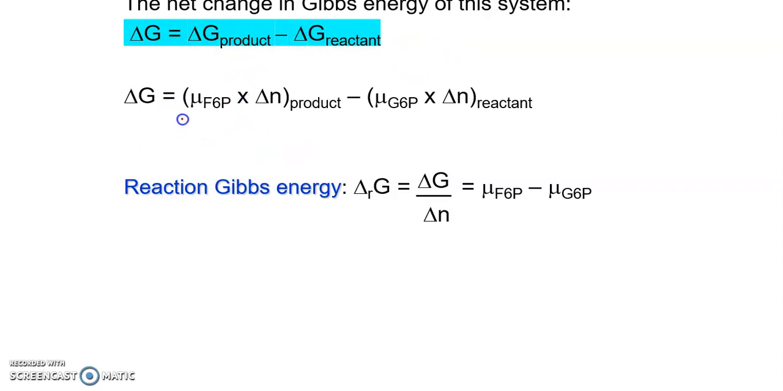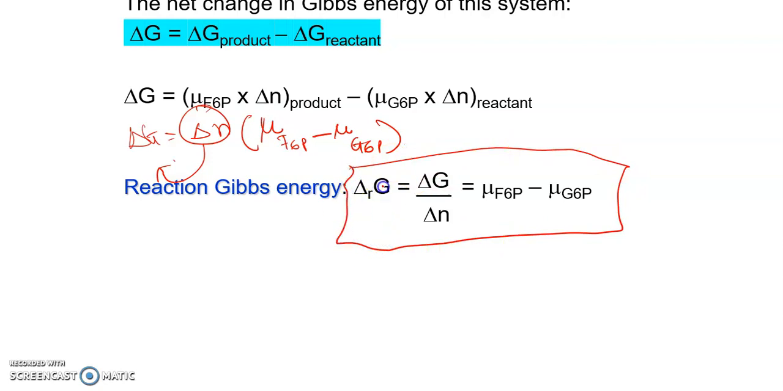So here we have the chemical potential of F6P times delta N, because it is our product, and the chemical potential of G6P times delta N, because this is our reactant. If we factorize this, we can move the delta N to the left-hand side. That's why we have this final equation, where delta rG, or the Gibbs energy of a given reaction, equals delta G over delta N, which equals the chemical potential of F6P, or the product, minus the chemical potential of the reactant. So this is the first example.